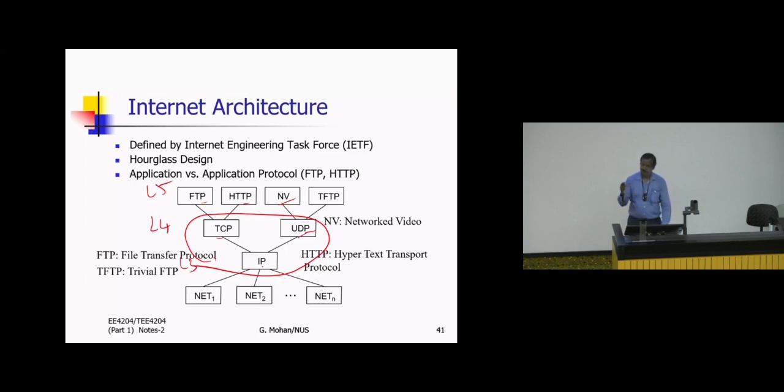Of course, UDP is connectionless, TCP is connection-oriented. TCP, okay, ensures that data is delivered reliably, but UDP does not, because TCP is more complex. UDP doesn't care about reliability. Maybe some loss may be acceptable to us, for example, in streaming, any video application.